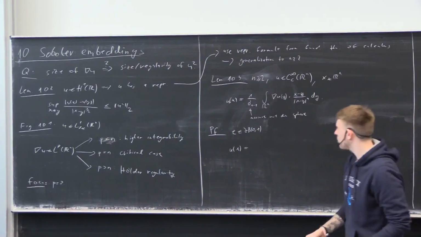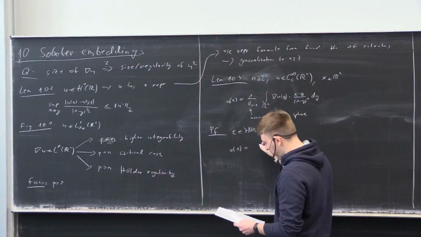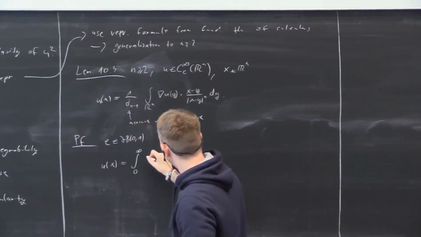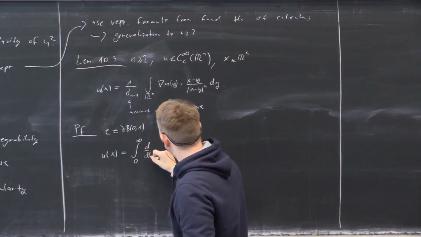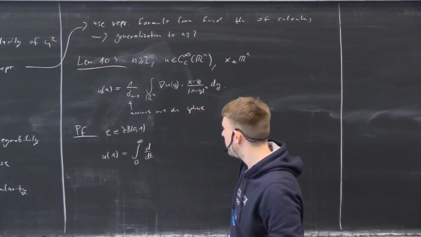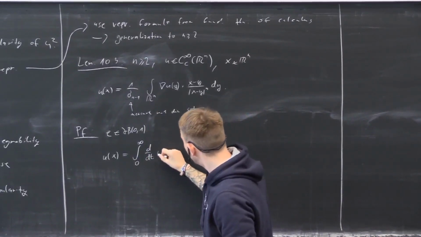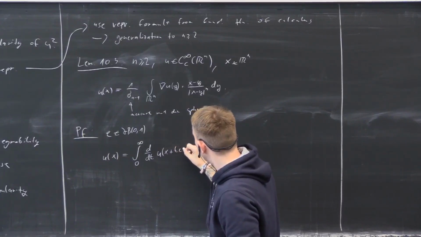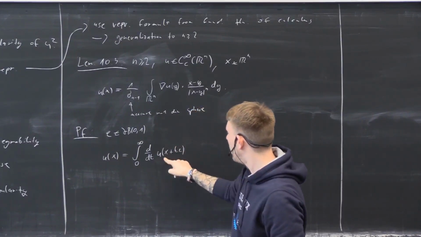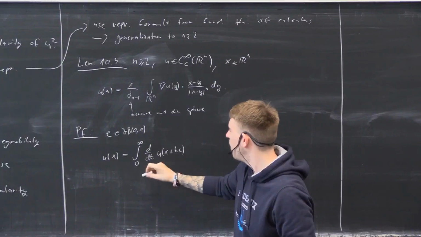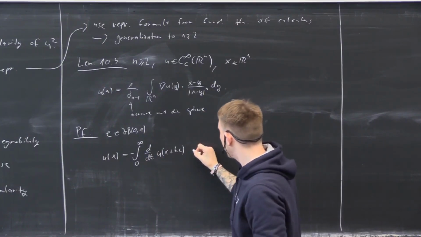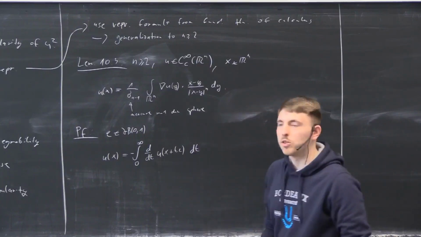And how can I do this? Well, I integrate here from 0 to infinity. And then I write here the derivative of the function u evaluated in x plus te. I'm interested in the lower endpoint, so I should put a minus here, and I write dt. So why is this correct?